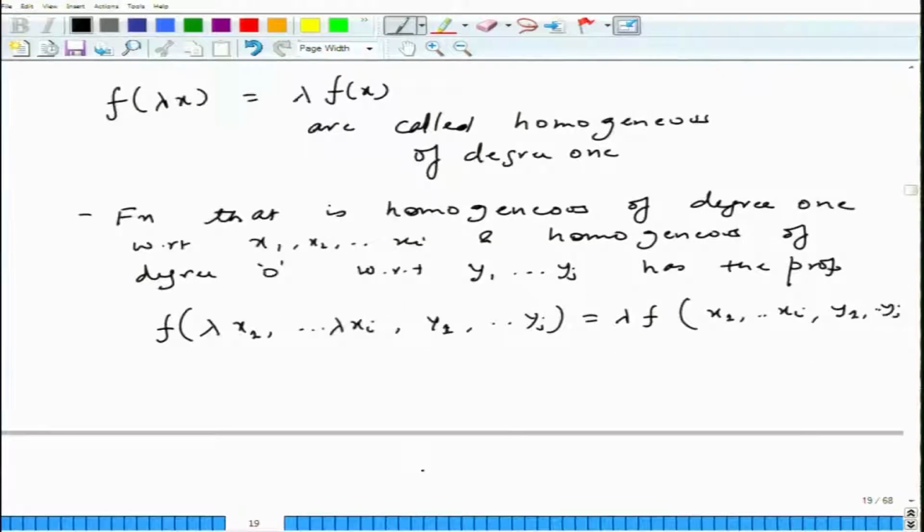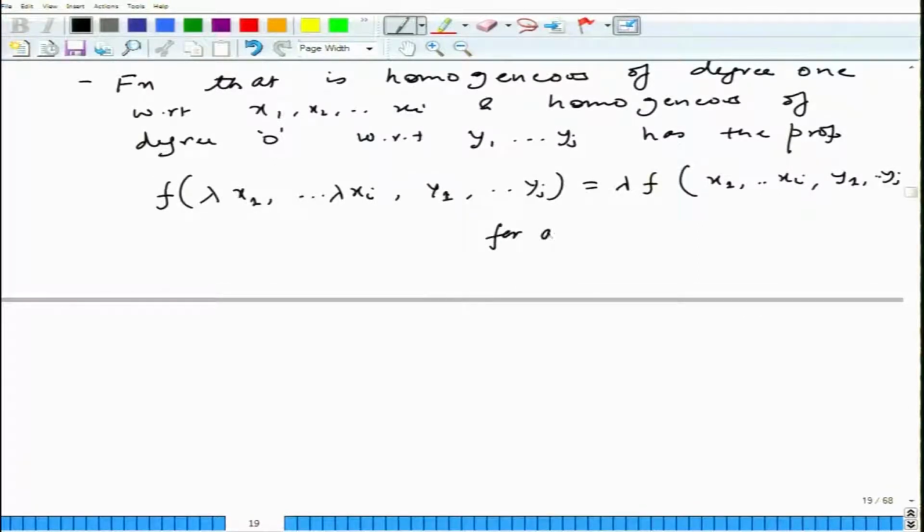Okay. So, what I did is basically nothing but take the lambda, which is multiplied here in these variables, taken out and multiplied the whole function by a lambda. That is basically nothing but Euler theorem. So, this is true for any x1, xi, y1, yj.